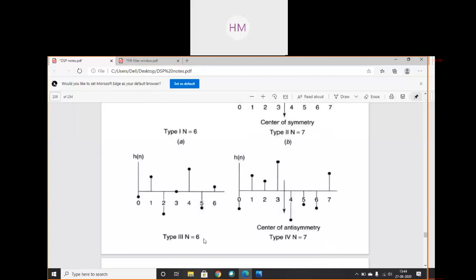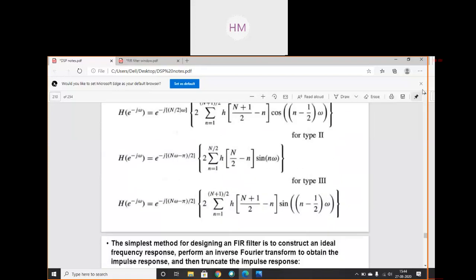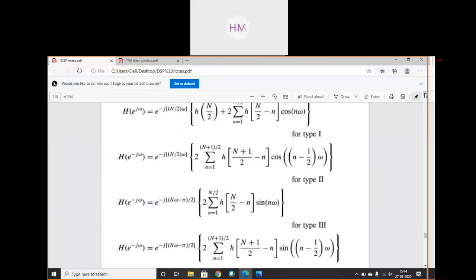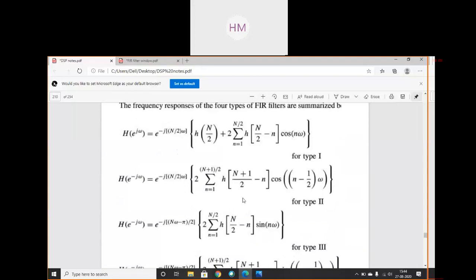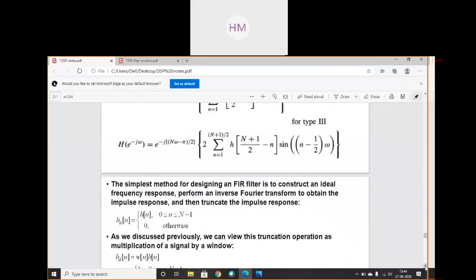Now, type 3 and type 4 both are antisymmetric. One is for even and the other is for odd. So this is the classification of linear phase FIR filter, which we are not discussing in depth, and these are the equations associated with that. Type 1, type 2, type 3 and type 4.